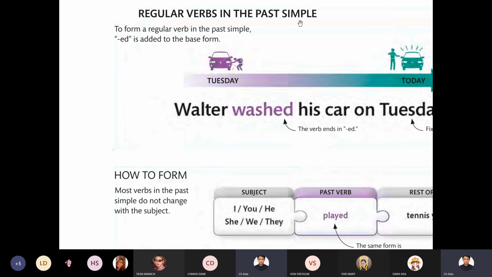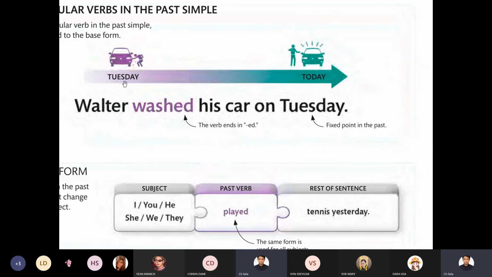So regular verb in the past simple. To form a regular verb in the past simple, ed is added to the base form. So you just add ed, right? You can look at the example here. This is on Tuesday and today, right? Today may be on Wednesday, right? Walter washed his car on Tuesday. So that is the verb ends in ed. So we add ed and today, fixed point in the past, specific point in the past. All right, this is past simple.